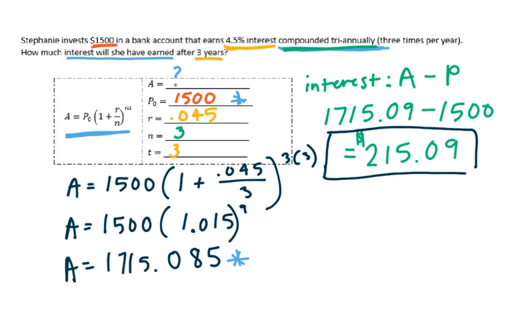Make sure when you're doing these problems that you are double checking exactly what the problem is asking for. Because in this case, we are not looking for the ending value in the account after 3 years. We are just looking for the interest that has been earned.